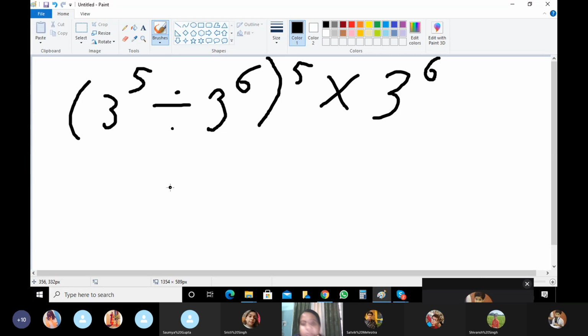This is easy. This type we have done. See, first of all we will be solving the bracket. So, a to the power m divided by a to the power n is a to the power m minus n. Yes or no? So, m minus n is 5 minus 6, whole to the power 5. Yes or no? Yes?